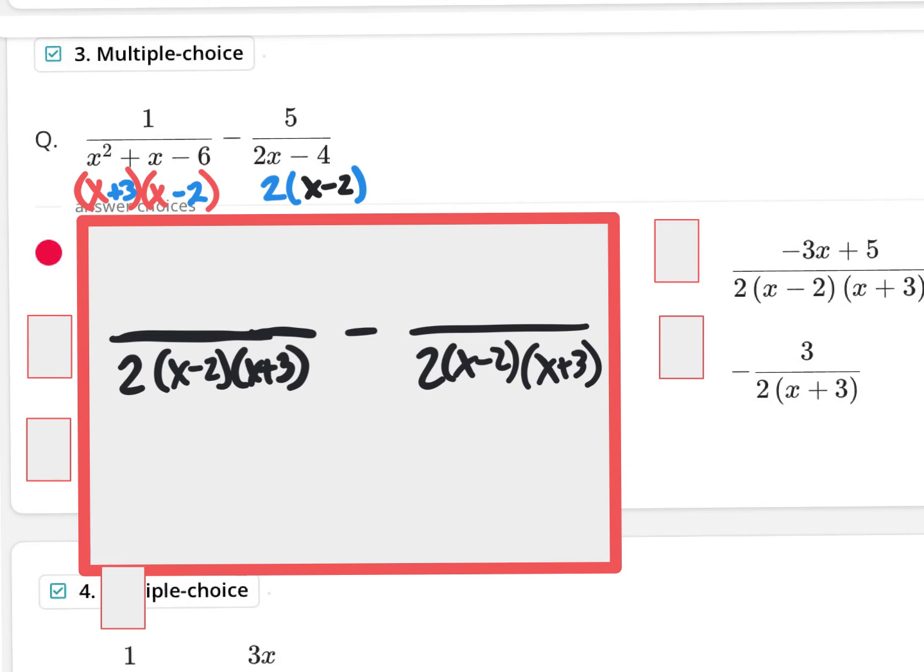Multiply by 2. So you're going to have to multiply both top and bottom by 2 to get that new LCD. So when you multiply 2 up here times 1, that will give you a 2 up there. Okay. Now on the other one, let's take a step at a time. What's missing from here to get to this new LCD? The binomial x plus 3, right?